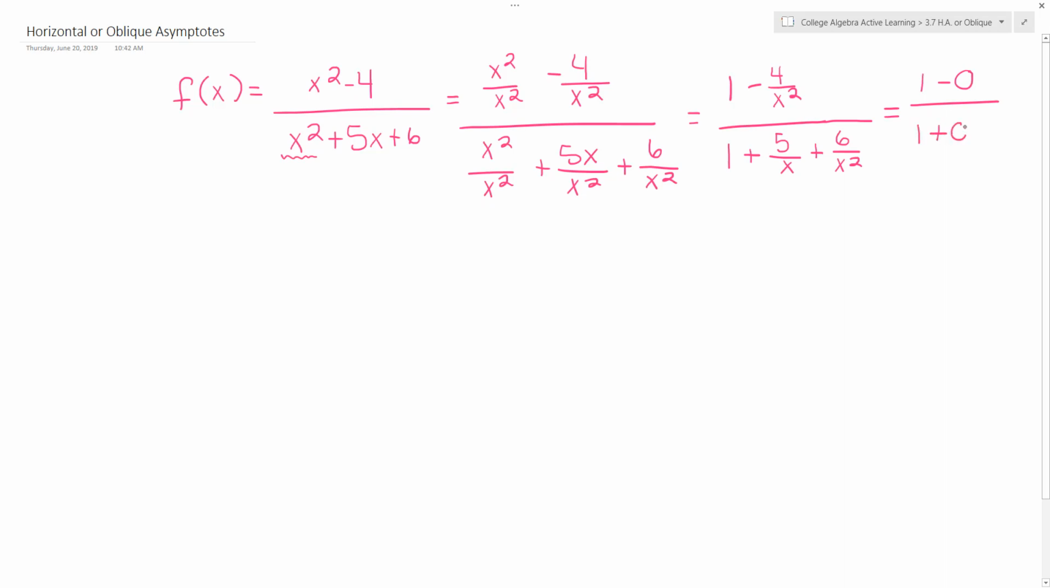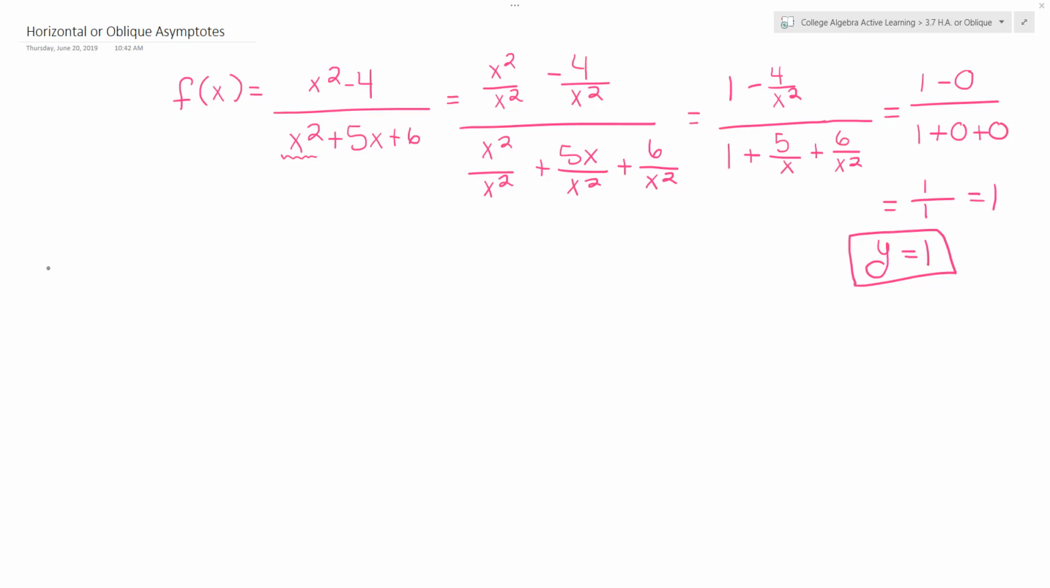So we can see that we're left with just 1 minus 0 over 1 plus 0 plus 0. And so the result is just 1 over 1, which is 1. So the horizontal asymptote is y equals 1. And that's a horizontal line that goes through 1.